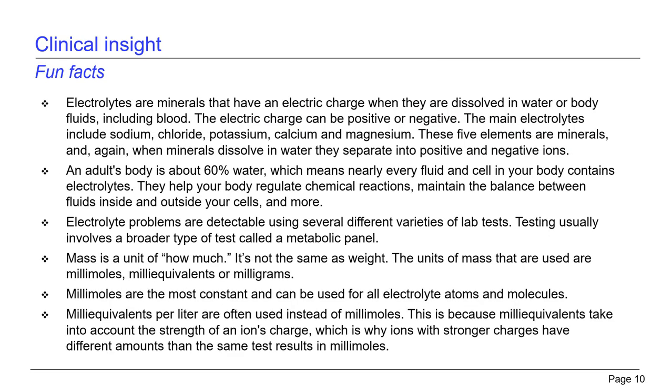Some fun facts. You can read these. Electrolytes are minerals that have an electric charge when they are dissolved in water or body fluids, including blood. The charge can be positive or negative. We see the main electrolytes, we've talked about those. The adult body is 60% water, which means nearly every fluid and cell in your body contains electrolytes. They regulate chemical reactions. Electrolyte problems are detectable using several varieties of lab tests. Testing usually involves a broader type of test called a metabolic panel. That's an important one.